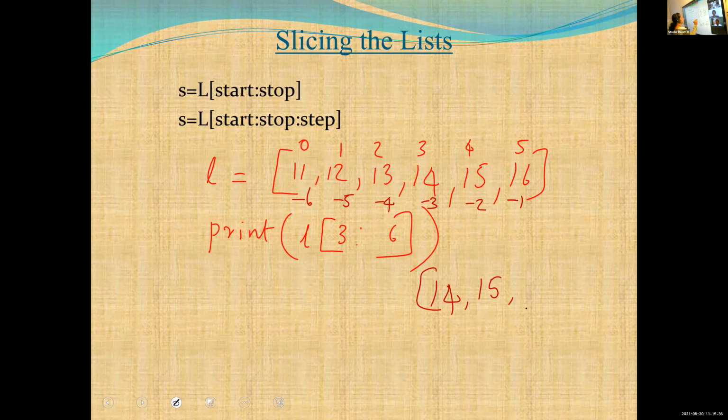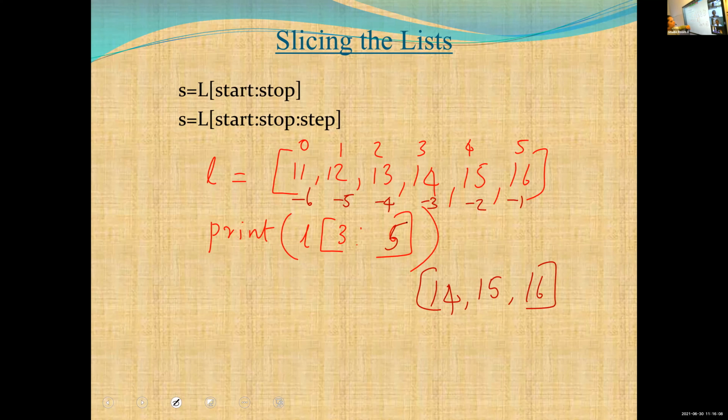If it is 5, what is the result, Gauri? 14, 15. If it is 3 colon 5, the result is 14, 15. 5 is not included. This is the case for strings and lists. In the slicing method, we use a start value and a stop value to represent the range of values displayed. We are not including the stop value. We just display till the stop value.